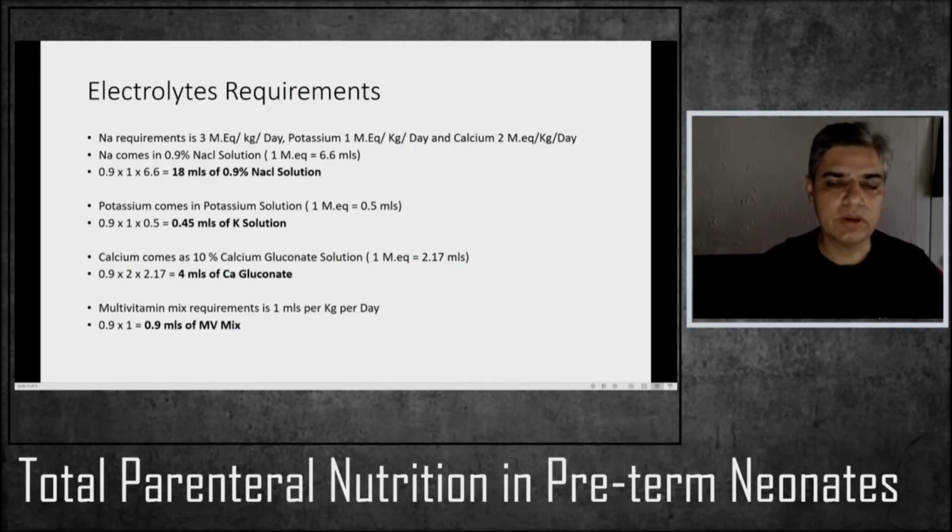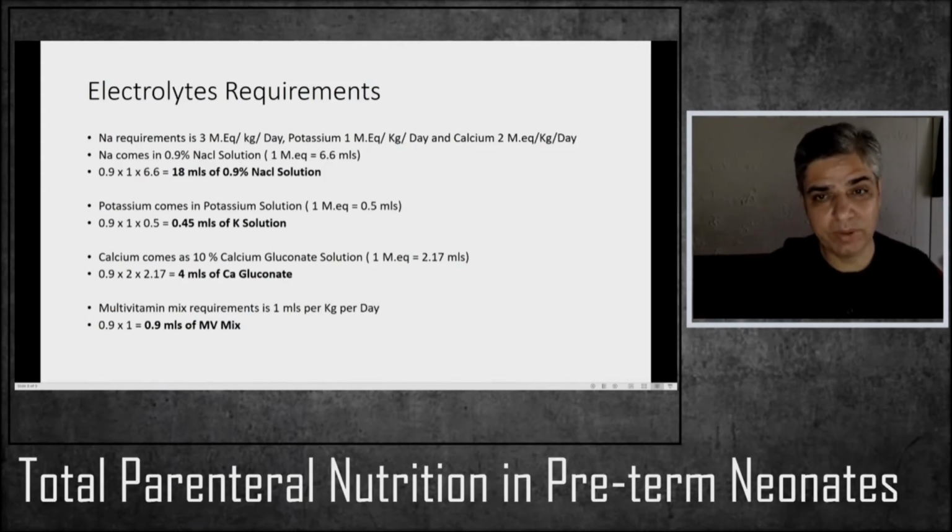The sodium that we normally use is 0.9% sodium chloride solution, but it does come in half strength sodium chloride as well, which is 0.45%, and we've got the hypertonic one as well, which is 2.7%. But again, for the sake of simplicity, I'll just go through 0.9% sodium chloride, which is a common solution available everywhere. So remember, as far as the 0.9% sodium chloride solution is concerned, 1 milliequivalent of sodium is equal to 6.6 ml of this 0.9% NaCl solution. So just keep it in mind.